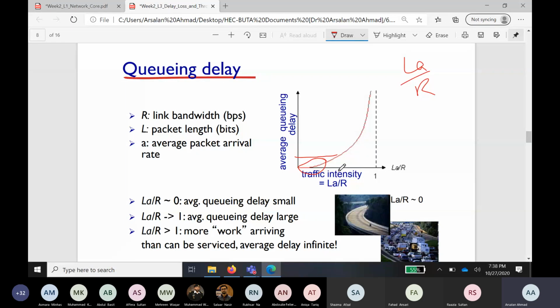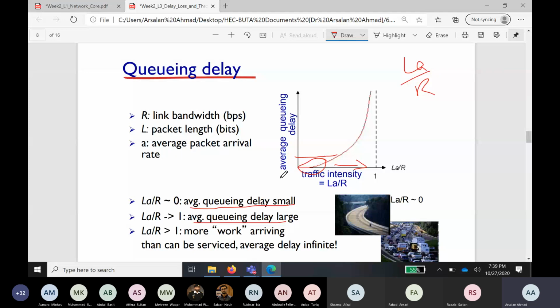But as soon as this LA by R approaches 1, the queuing delay will increase exponentially. So this is the quantity, traffic intensity, which is controlling the queuing delay. It is just giving us an idea that when LA by R is close to 0, average queuing delay is very small. When LA by R is approaching 1, queuing delay is very large. So what we want to do is maintain a balance of this quantity. This is how I explain this in English.